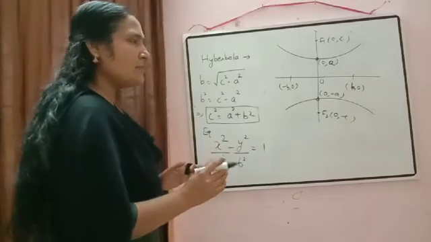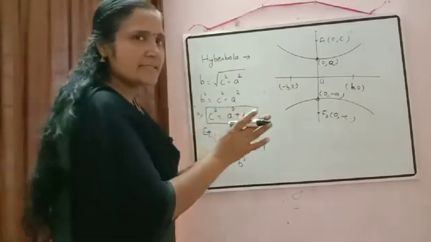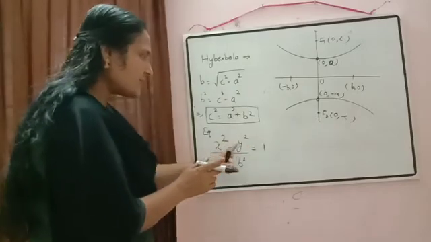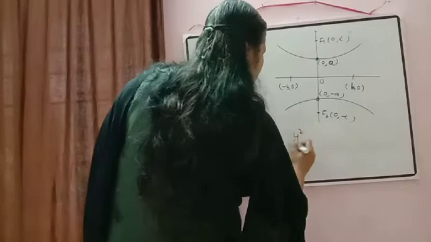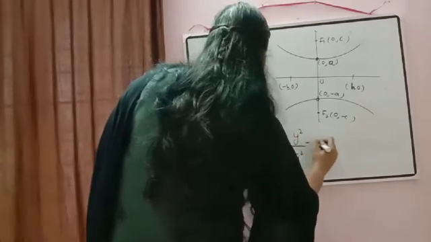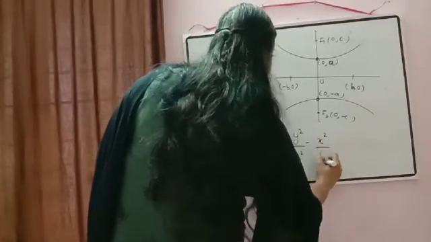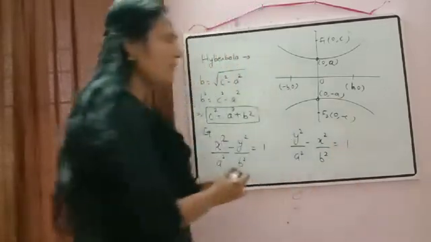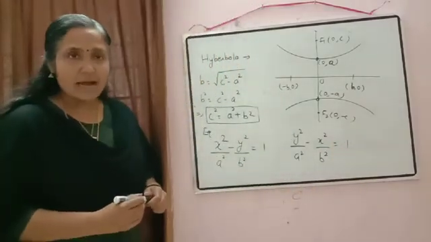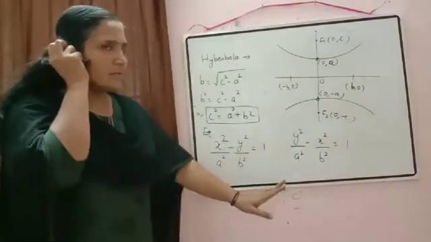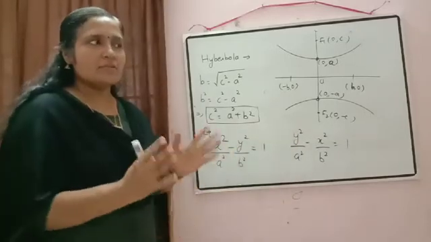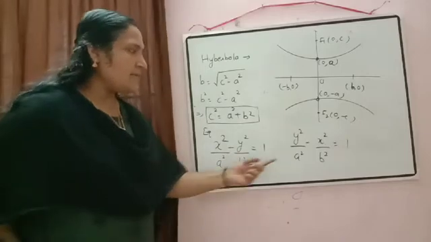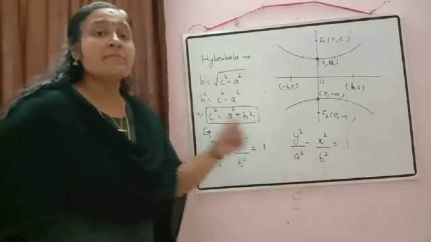Now no change will come. If your transverse axis is along y-axis, you just write down y first. Rest no change will come. It will come in this way only. y square by a square minus x square by b square is equal to 1. Rest you don't have to change anything. This much only you have to write. In place of x square, y square will come. So just check there, a square and b square, their position will not be changed.